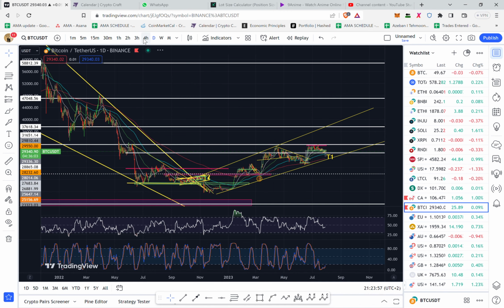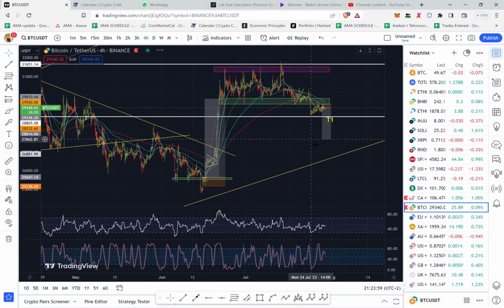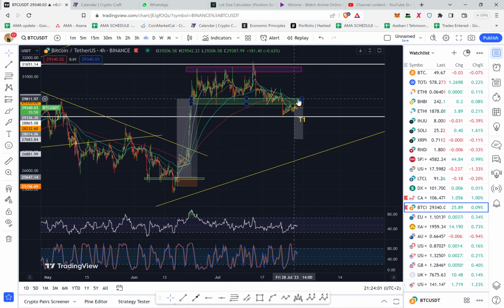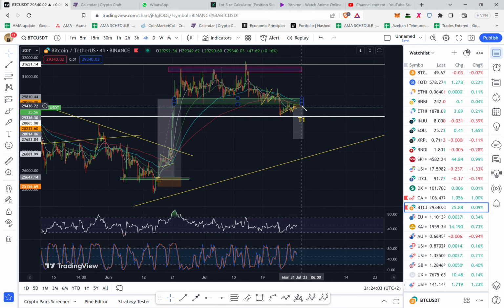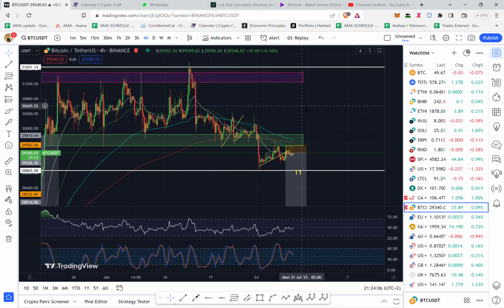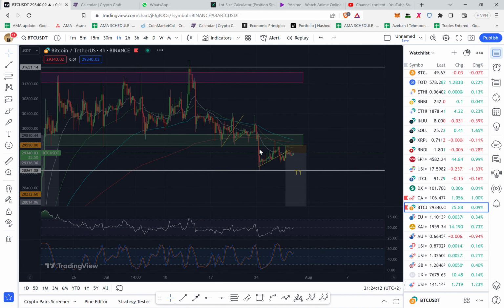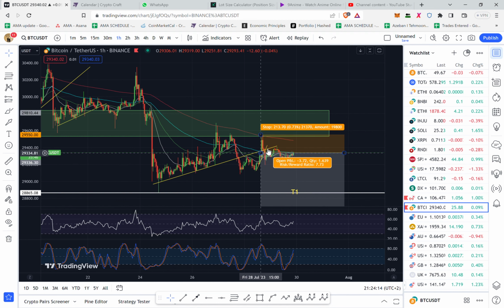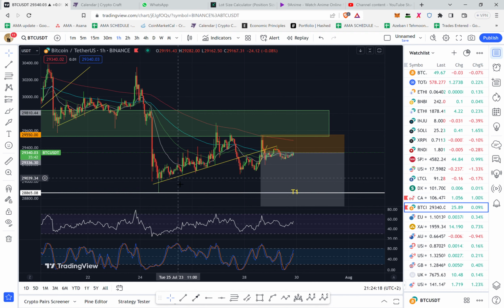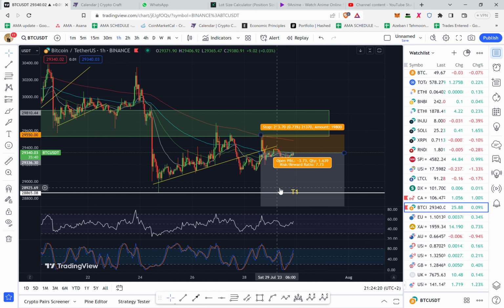So the first thing I'm looking at is we have this range. We broke below this range, and then we have this bearish correction on Bitcoin. So what I'm looking at is a potential downside continuation after we broke out of this correction.